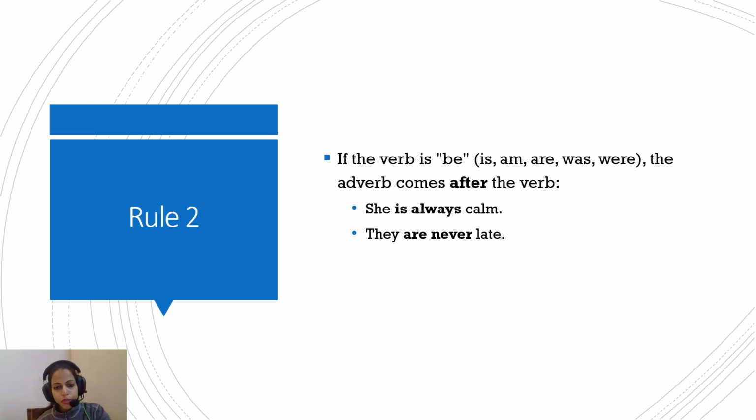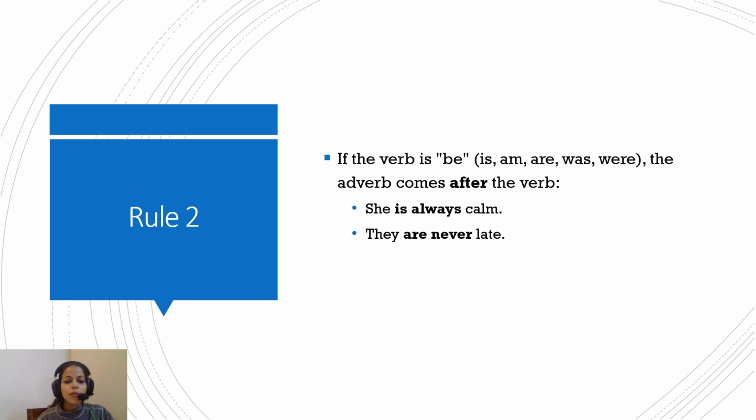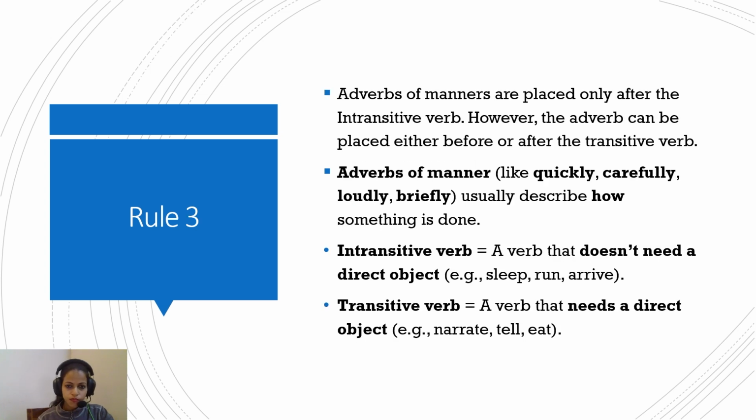If the verb is be or a form of be, say is, am, are, was, were, the adverb will come after the verb. Okay, so she is always calm. They are never late. So contrary to the previous rule where the adverb of time and frequency is mentioned before the main verb, if the verb is be or any form of be, then the adverb will be placed after the verb. Be mindful of the kind of verb there is.